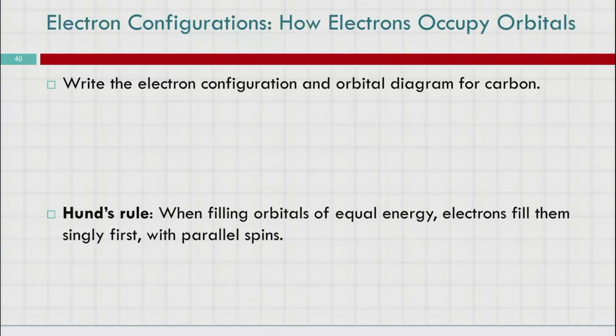I'm going to give you a little bit of time. See if you can come up with the electron configuration and orbital diagram for carbon. Our energy order is this. And that's more orbitals, more subshells than you'll need, by a lot.